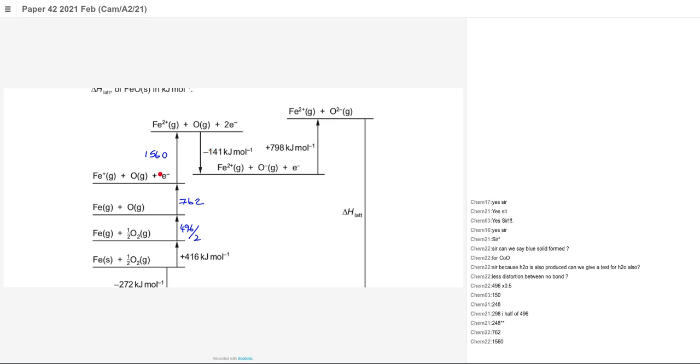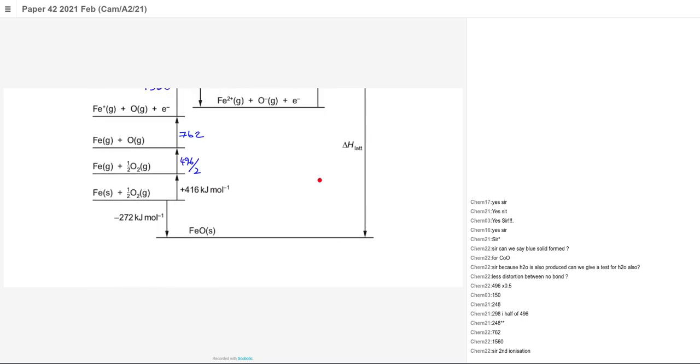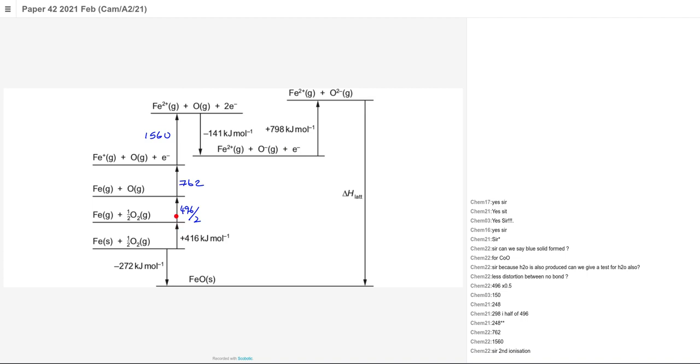This is second. This is not electron affinity. This is second ionization energy of iron. This is 1560. Right. Next comes electron affinity values are given. And now what we should do is, you can see these arrows are all in the same direction, right?